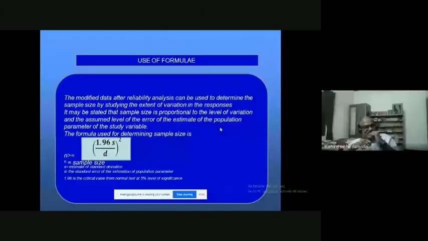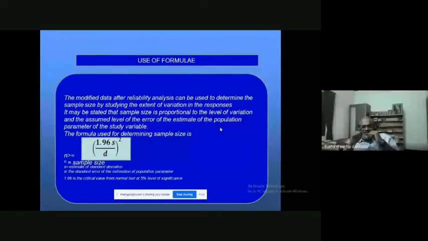It may be stated that sample size is proportional to the level of variation and the assumed level of error of the estimated population parameter of the study variable. That means through pilot study, we estimate the common features of the population. Because the same population from where we select certain numbers or certain objects or certain members for our pilot study.